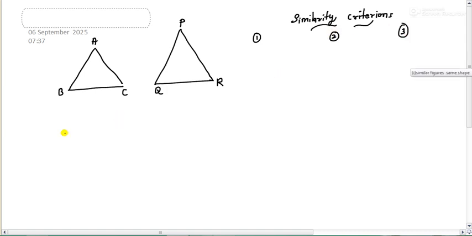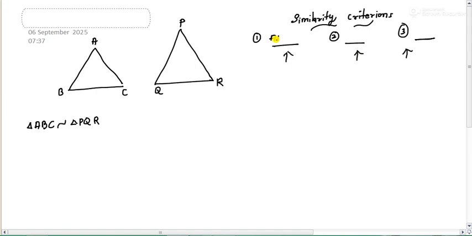What are these? See, two triangles will be similar. If I write triangle ABC is similar to triangle PQR, when we have these 3 conditions, any one of these 3 getting satisfied. So the first one is known as the AAA, triple A similarity criterion. What is the first one? Yes, AAA, or it is also known as the AA criterion of similar triangles.